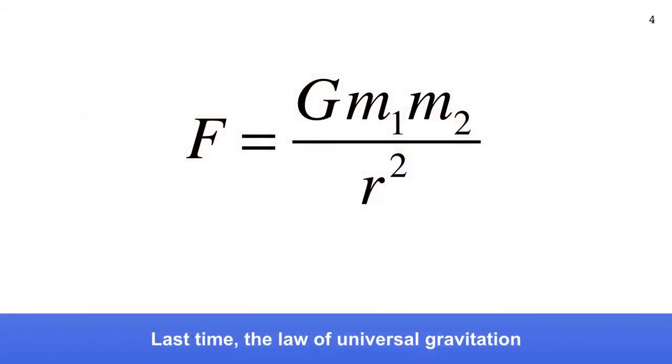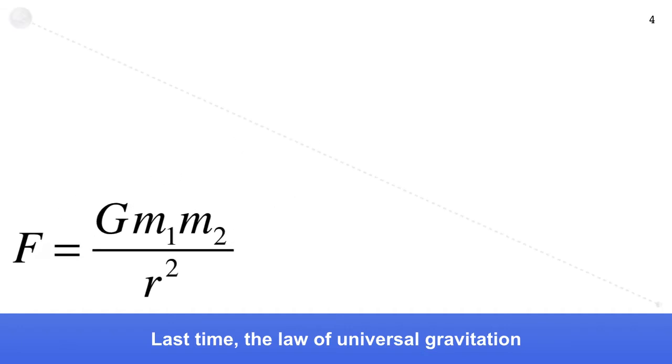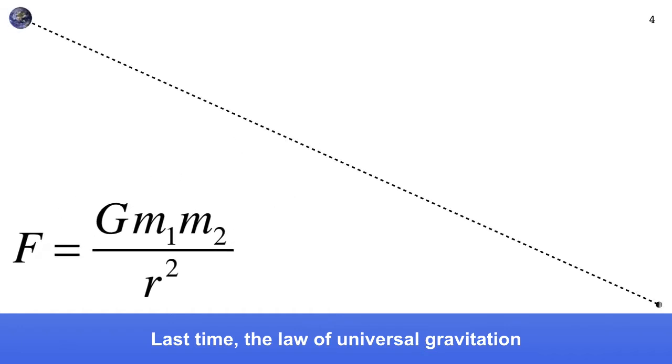All right, let's do a little recap. Last time we talked about the law of universal gravitation developed by Sir Isaac Newton. I want to give you a sketch here, a diagram of the Earth-Moon system, which is governed by Sir Isaac Newton's theory of universal gravitation.